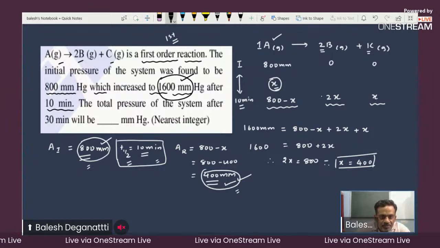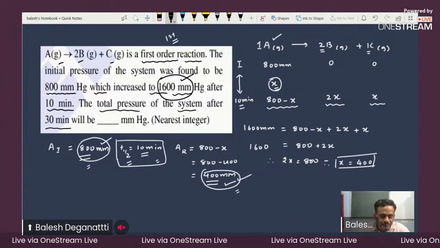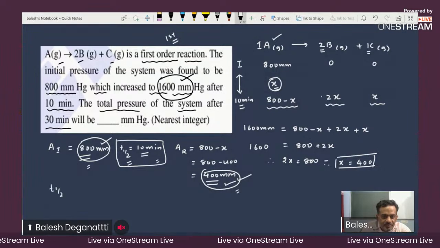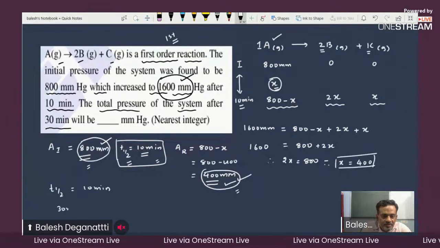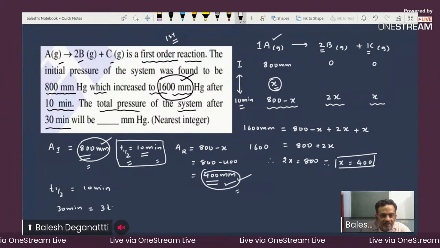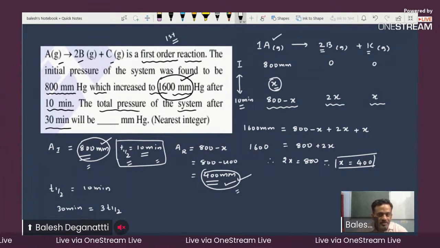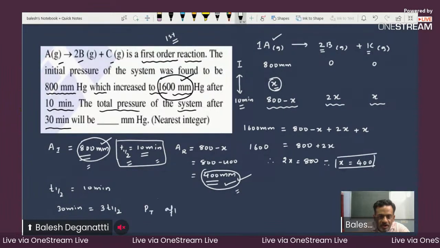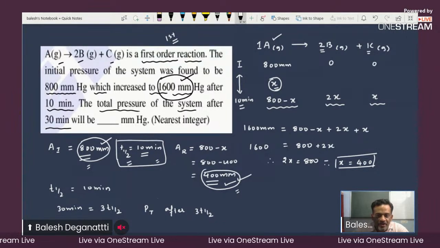Now the next sentence. What is the total pressure of the system after 30 minutes? So we know that half-life period is how much? 10 minutes. So now total time given is how much? 30 minutes. Within 30 minutes, how many half-lives will be there? 3 half-lives. Because 10 minutes is 1 half-life, 30 minutes is 3 half-lives. Now the question is total pressure. What is the total pressure after 3 half-lives? Okay, now let us find that.